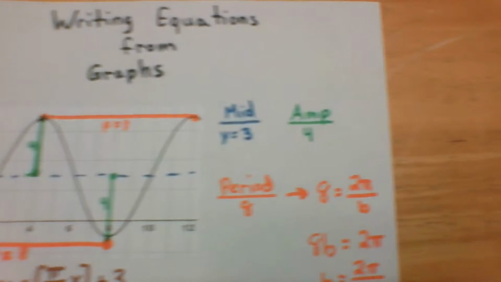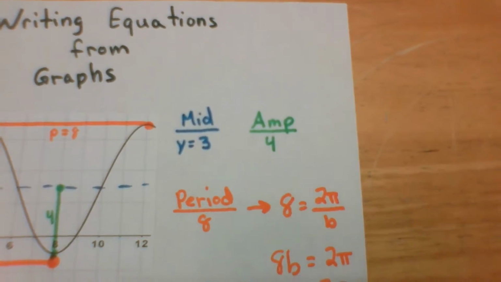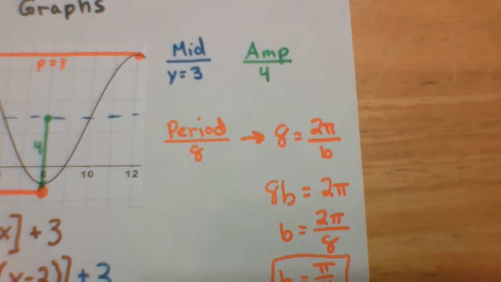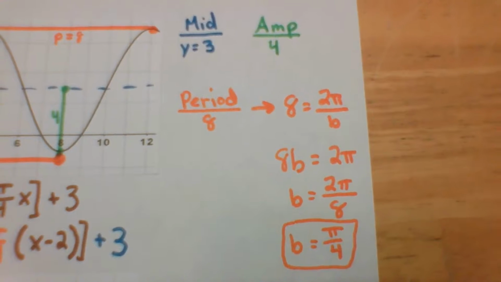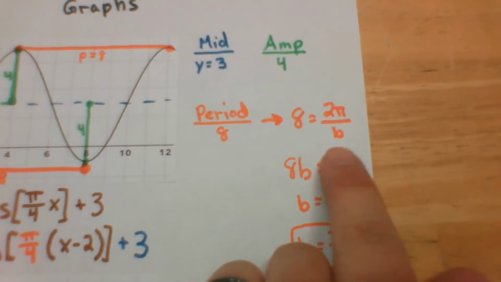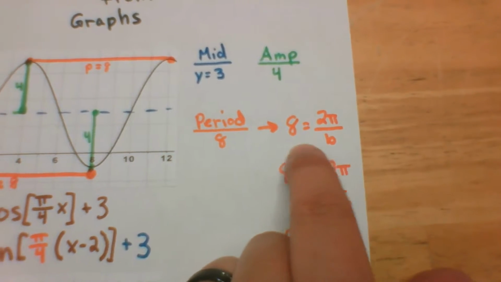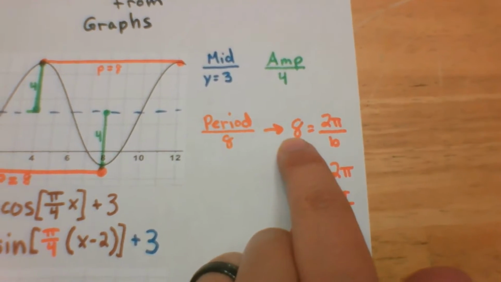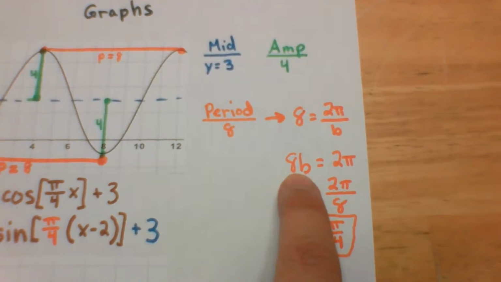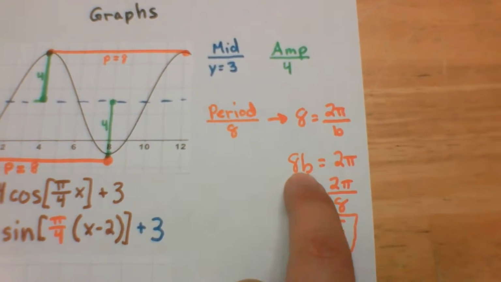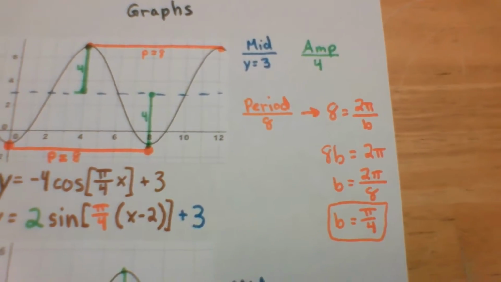So once you have all that identified, you can see I've got it identified over here. The first two are easy, midline, amplitude. The period is where you have to do some work because your period is not going to go in your equation. You have to use this formula, period is equal to 2 pi over b. So I put my period in there, 8, and now I have to solve this equation for b. First you multiply b to the other side, then to get b by itself, you divide by the 8 on both sides, and then you get b is equal to pi over 4.